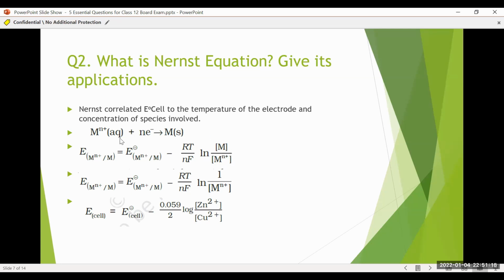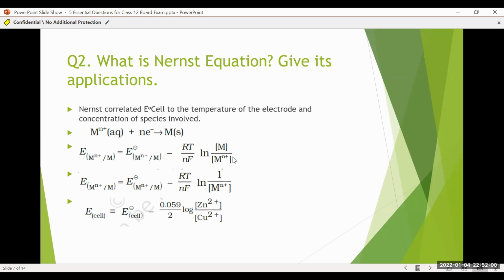It is based upon a mathematical expression, and numericals are always asked from the Nernst equation. Let us take a general reduction reaction. This is your general M n plus aqueous, a metal whose ion has n number of electrons removed, written as n plus. It is reduction, so it will receive n number of electrons. The ion is short of n electrons, so it will receive electrons and become metal in solid phase. It converts to the metal, which is in solid state.